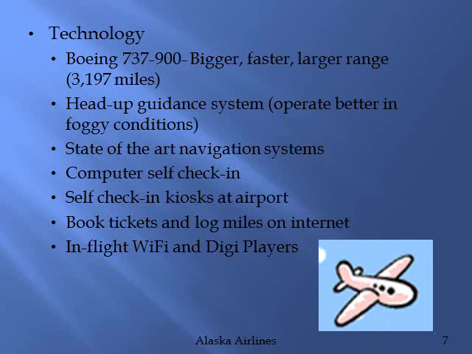Even though technology advances at a rapid pace in the airline industry, Alaska Airlines has been able to be one of the companies that push the pace. They currently have several Boeing 737-900s, which are bigger, faster, and can operate over a longer range than previous models. They've also introduced head-up guidance systems, which allow their planes to operate better in foggy conditions. They have several other state-of-the-art navigation systems.